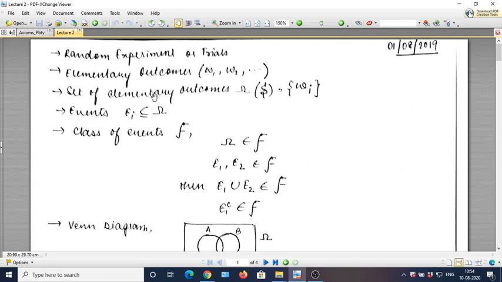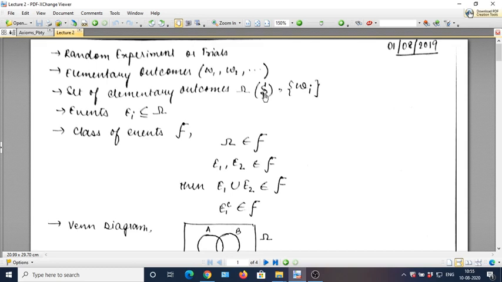The set of all elementary outcomes or sample points constitutes the sample space. That is, the set of omega i constitutes the sample space, and it is usually denoted using two symbols, the capital omega or the S written in this form. So these are two notations used to denote the sample space.